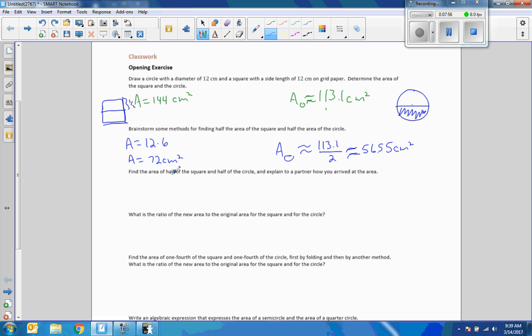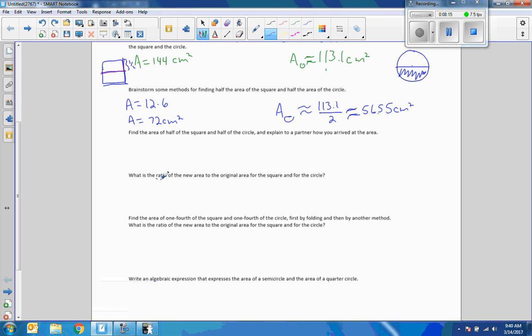So now it says find the area of half of the square and half of the circle and explain to a partner how you arrived at this area. Okay, so I have already done that. I've explained that if you cut a square in half, its height is going to be cut in half. Base times height is now going to be half. And so on. So now it says, what is the ratio? Ratio, that's from way back in Module 1. What's the ratio of the new area to the original area for the square and for the circle?